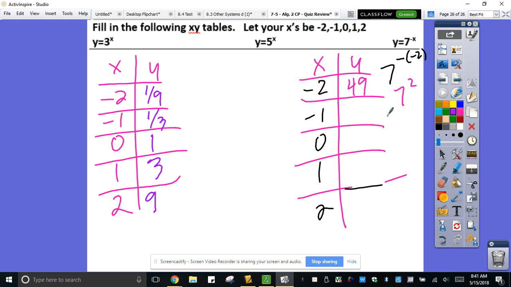Now you put the negative 1 there. 7 to the negative, negative 1. Negative times negative is positive. What's 7 to the 1? 7. And you know from there, negative 2 is 49, so on the positive 2, it will be 1 over 49. Negative 1 is 1 over 7, so on the 1, it will be 1/7. And any number raised to 0 is always equal to 1.